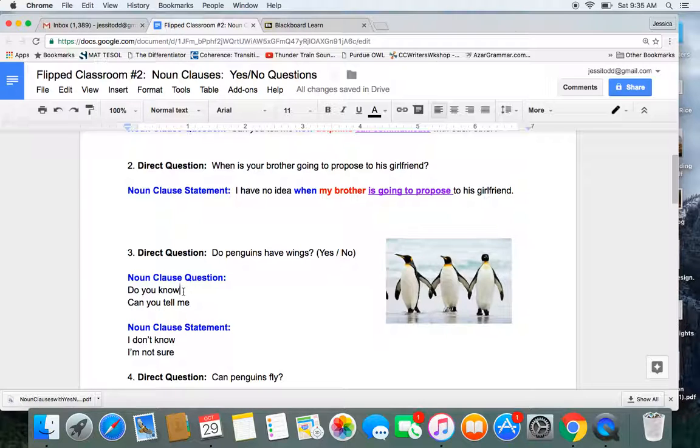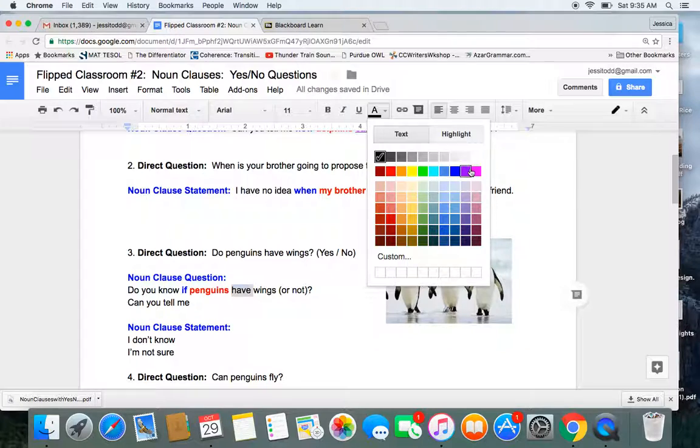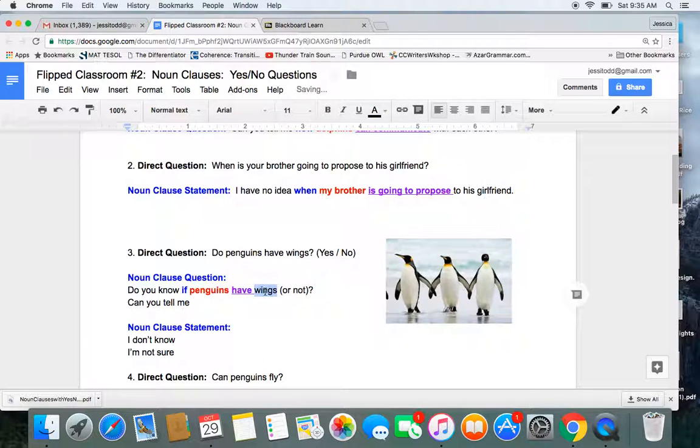We could ask a question like, do you know if penguins have wings? Okay. We could also say, do you know if penguins have wings or not? Okay. So here, if is the word that is starting off the noun clause. Penguins is the subject. And have is the verb. Okay. Again, what is wings in this question or in this sentence? It is the object.